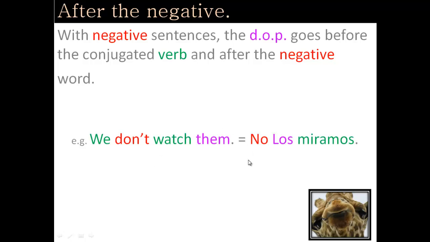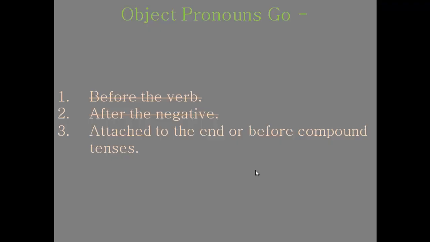Nice and clear. So to say we watch them is los miramos. To say we don't watch them, no los miramos. Assuming, by the way, that the them we're talking about is masculine. Okay? It could be no las miramos, but we've gone with no los here. Hopefully that's nice and confident, and that means we can cross off the second one. So let's have a look now at the third one.